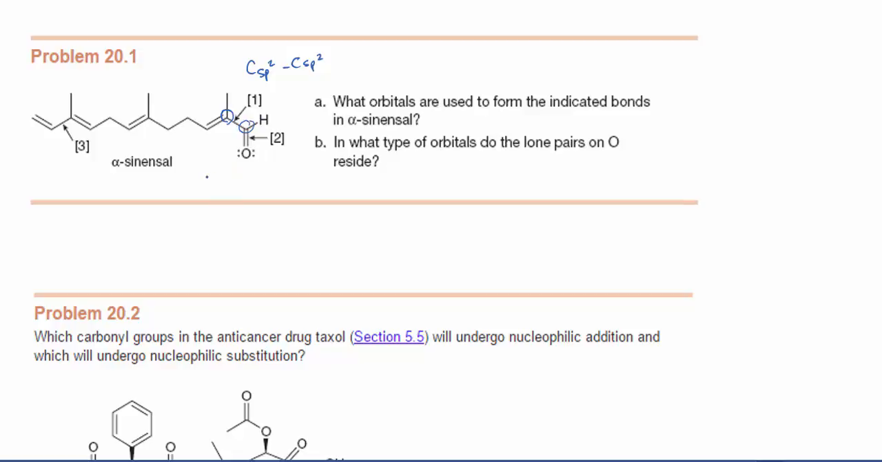For number 2, for the sigma bond, we have a carbon sp2 and an oxygen sp2, and for the pi bond, we have a carbon p and an oxygen p. Now for number 3 out here, we have again 2 sp2 carbons, so we have Csp2 to Csp2. Now, in what type of orbitals do the lone pairs on the oxygen reside? Well, those are both in sp2 orbitals.